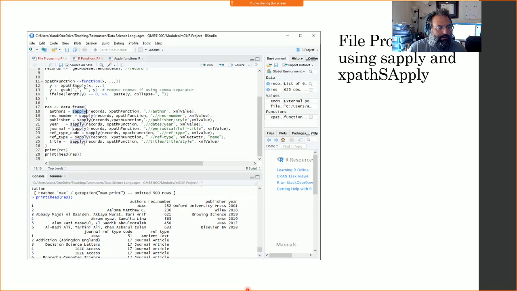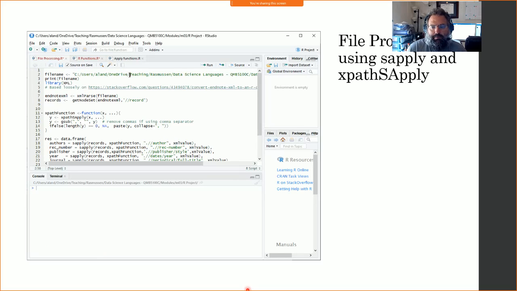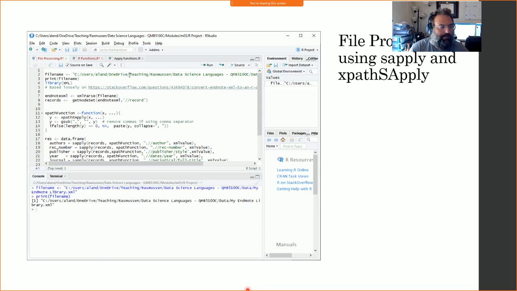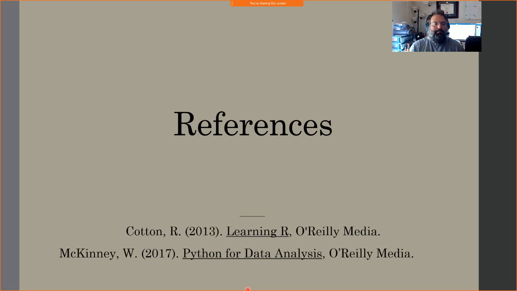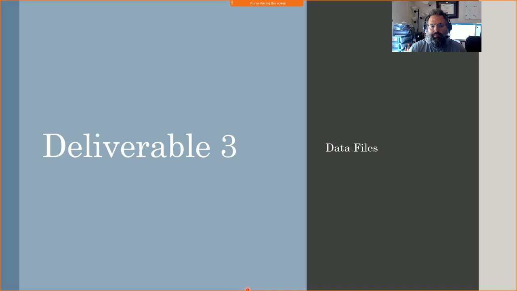So at the end of it all, you get back exactly what you would want: a data frame containing things like the title, the authors, the record number, and so on of each one of those publications that happens to be in this thing that we've been looking at, the EndNote library that I exported. So things to keep in mind. That is one way to do it. The few references here, Learning R and Python for Data Analysis, those are both good resources as well.